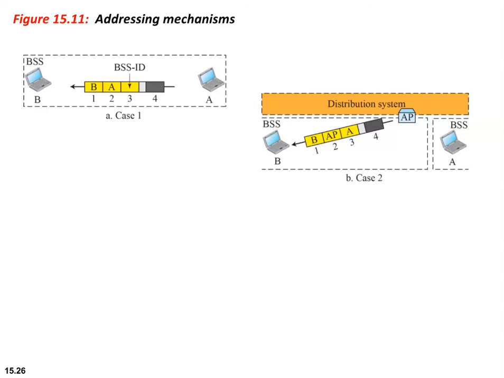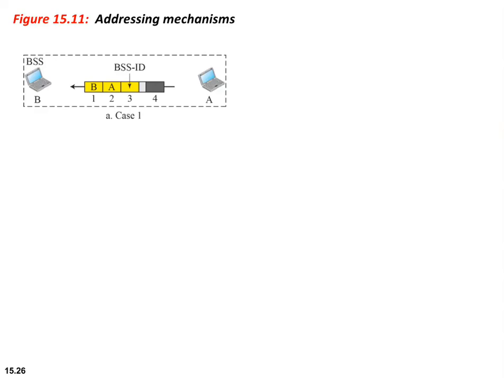In case 1, it was within the BSS. Here it is from one BSS to the other BSS through the access point. So the first field will be the destination, that is station B. The second field will be the source, that is the access point, and the third will be the station in the other basic service set, which is station A. So this is what case 2 is.